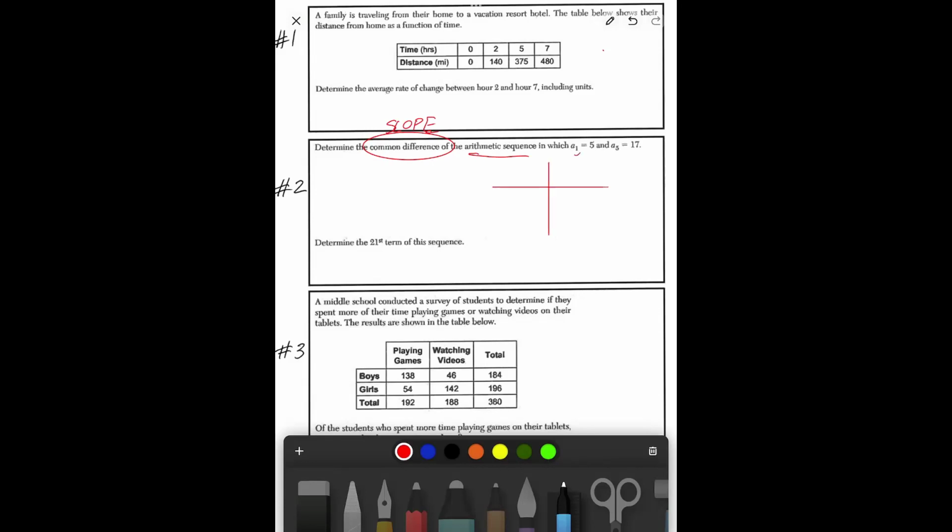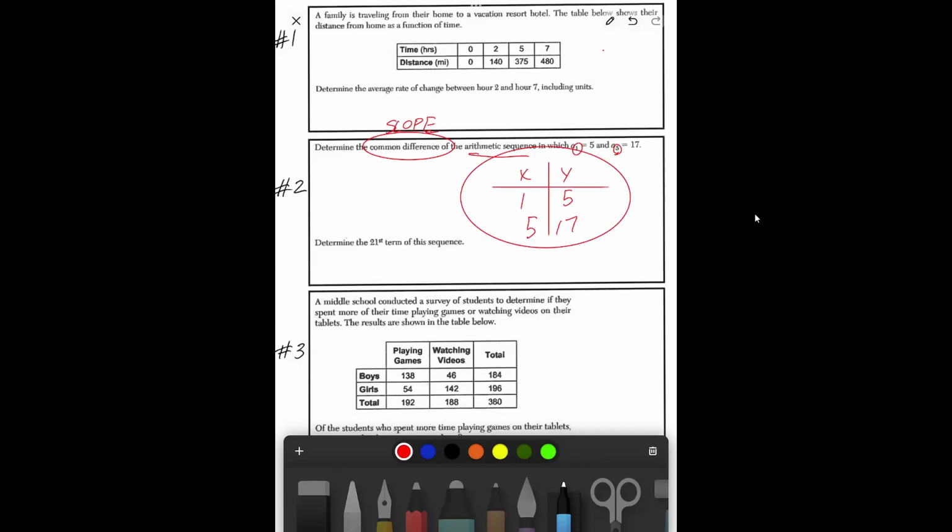So I want to decipher this. Whenever you see this subscript number, that's telling you what the term is. A1 means the first term, A5 means the fifth term. If I put this in x and y, the first term would be 5, and the fifth term would be 17. Now that I've made it into an x and y, we can just use the spreadsheet. Again, we could also do y2 minus y1 over x2 minus x1, but I'm going to use the spreadsheet because I want you to be able to use that as well.